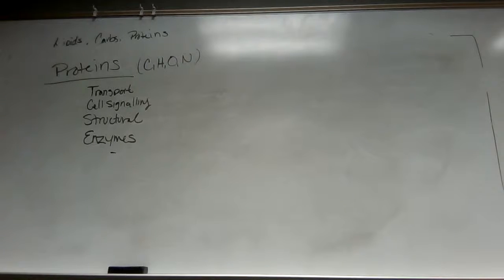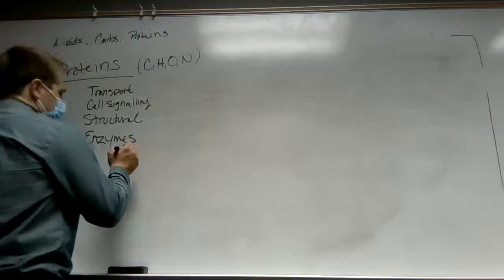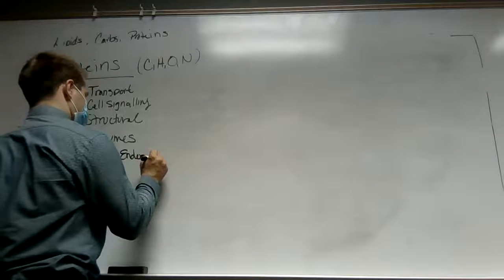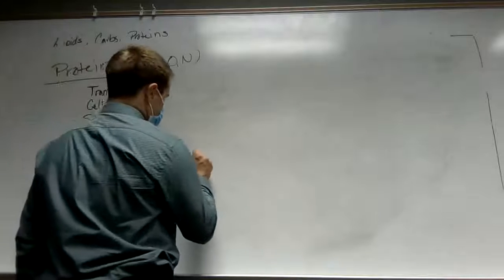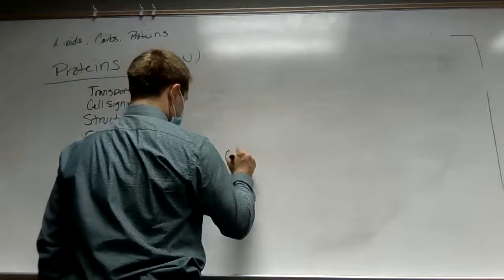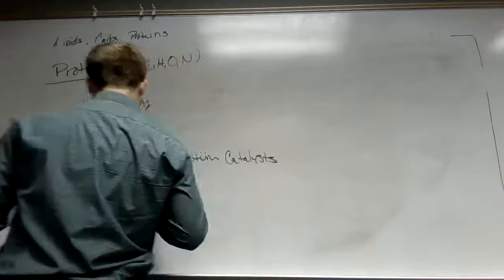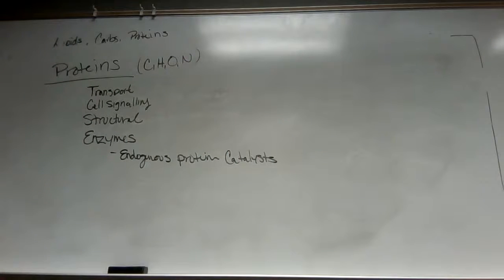So what are enzymes? What do enzymes do for us? Right. They are, we'll say, endogenous protein pathways. So that means endogenous means they are within our body. Proteins and catalysts. Catalysts help a reaction occur.